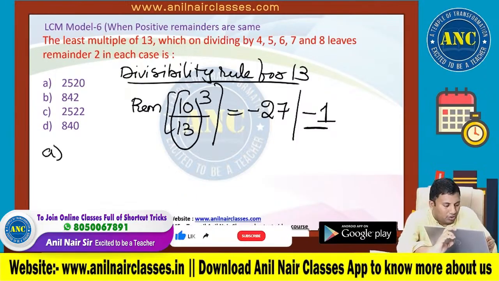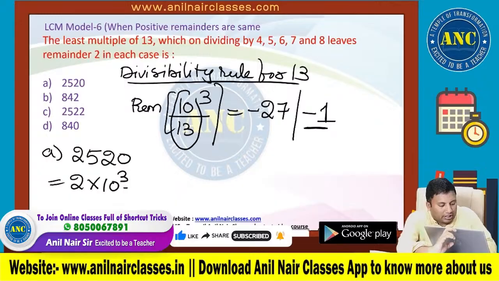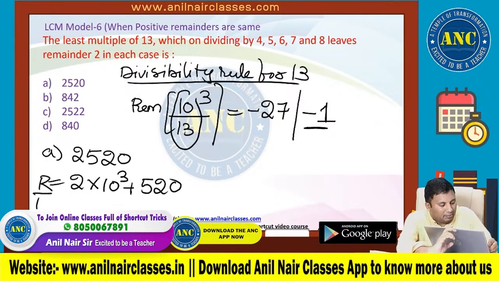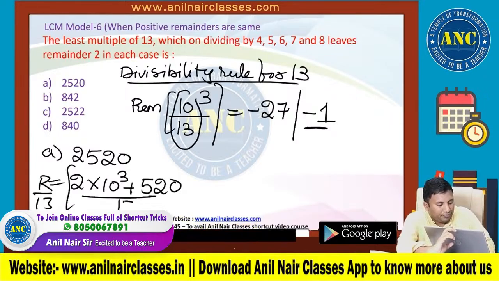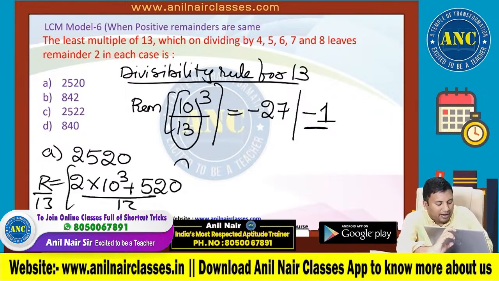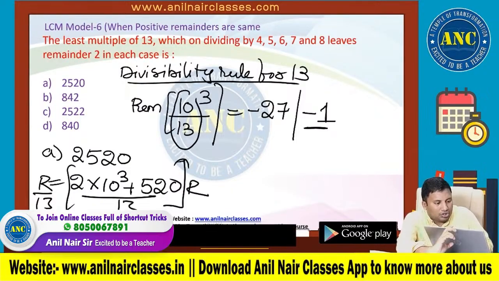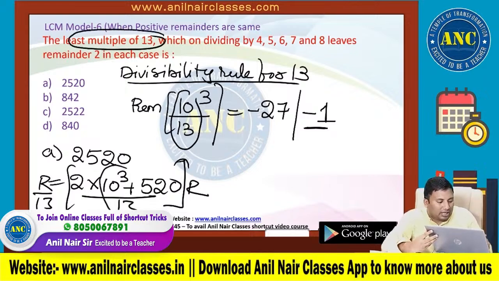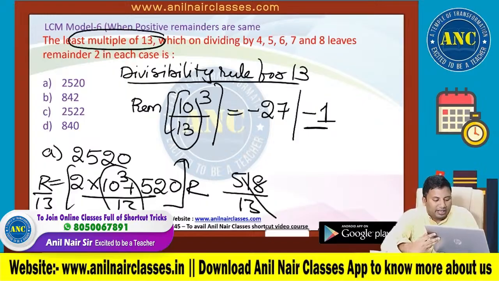So how you can do is 2520. This you can write as 2 into 10 cube plus 520. If I divide this number by 13, why are we dividing it by 13? Because the question is saying that it is a multiple of 13. 10 cube by 13 is minus 1. 512 minus 12 is 518. 518 is not divisible by 13.